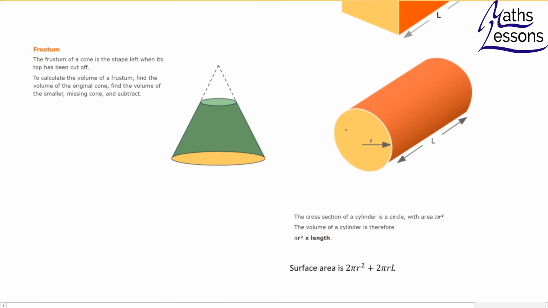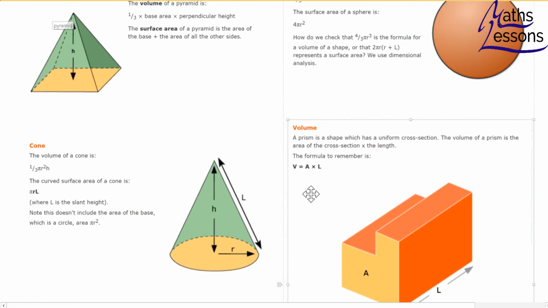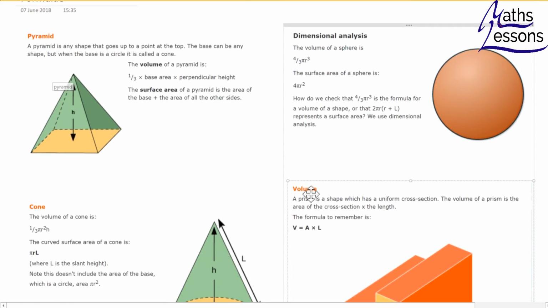The surface area is equal to the two circles either end, plus the area of the rectangle which goes around the outside, which is found by getting the circumference times the length. I'm not going to go into detail about the formulas. Those are just formulas. They're on the sheet here. You can look them up and you can learn them.